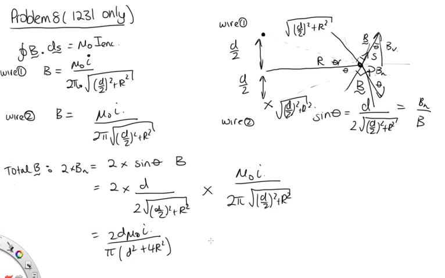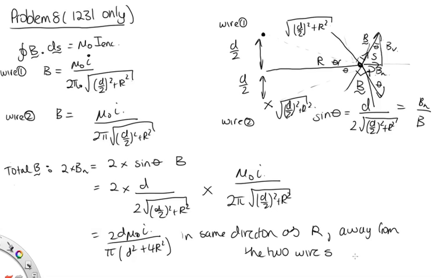Now in part B we're asked for the direction, and you can see that the direction from the horizontal components is along this r axis here. So in the same direction as r and away from the 2 wires. So it's in that direction. Okay, so that's the answer to that one.